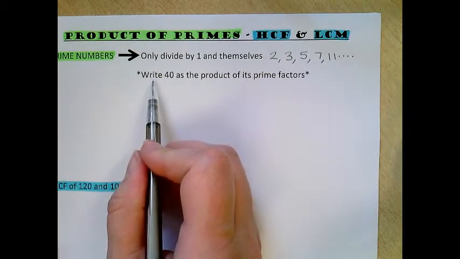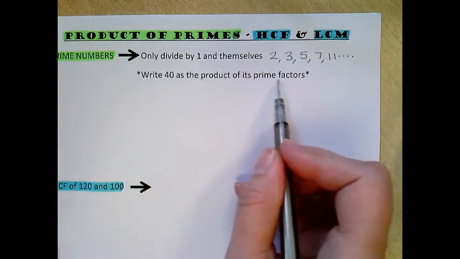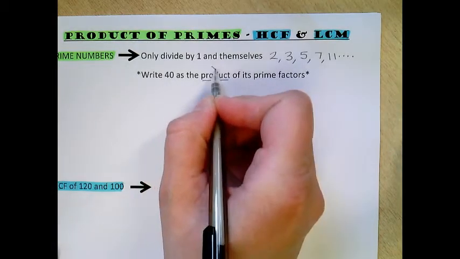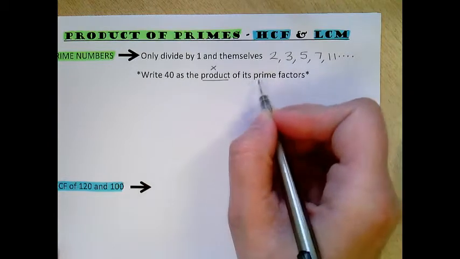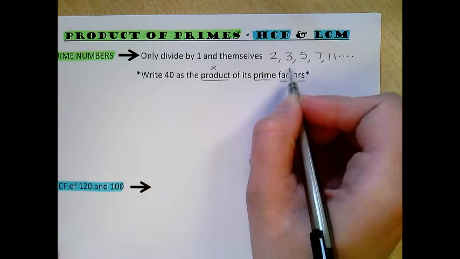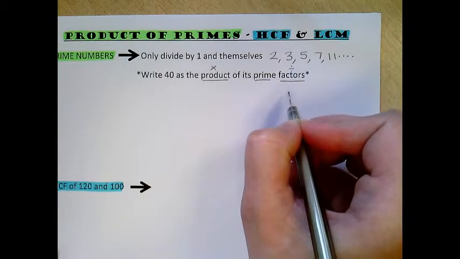And the first thing I'm wanting to do is write 40 as the product of its prime factors. There's quite a lot of fancy words there. So product means multiply, but you don't come across it until the end. Prime are those numbers that we were looking at. And then factors are whenever you divide and split the number up.